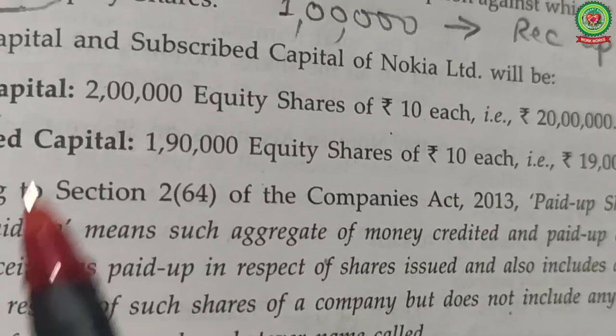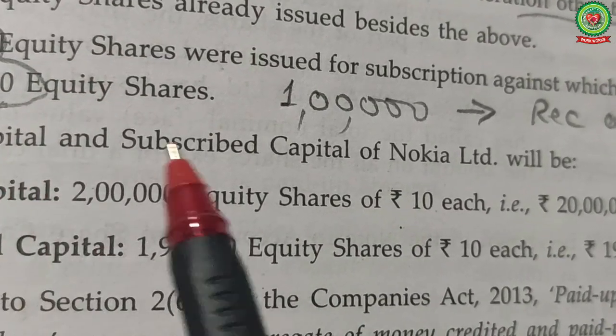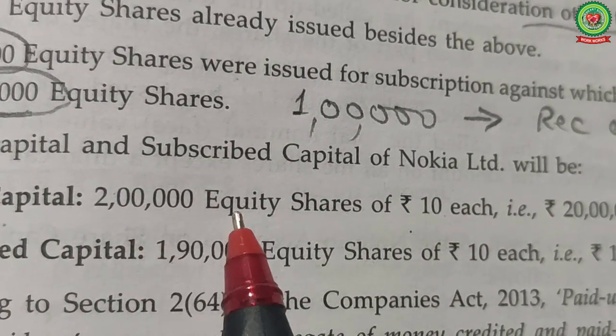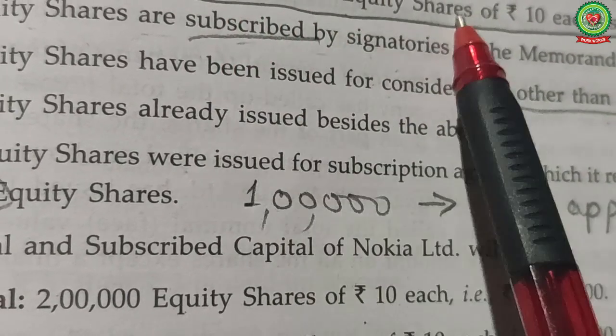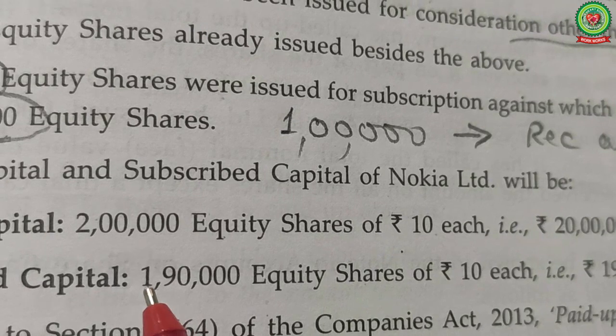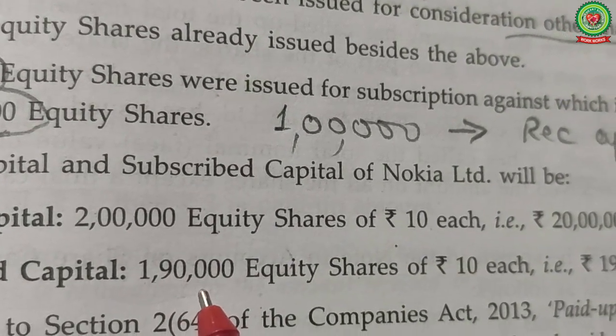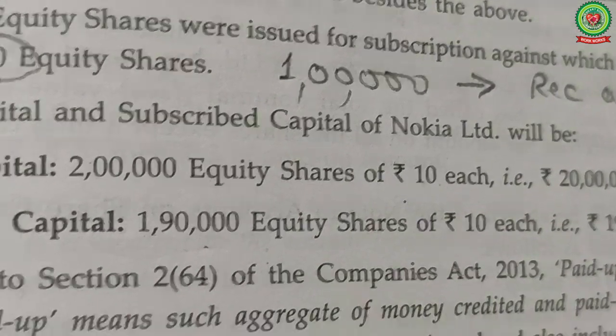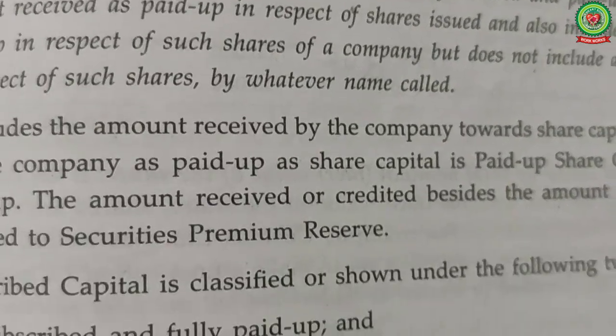Now the next one is, see, the issued capital and subscribed capital of Nokia. The issued capital will be 2 lakh. Okay, see, 2 lakh is the issued capital and the subscribed capital is 1,90,000. Clear?